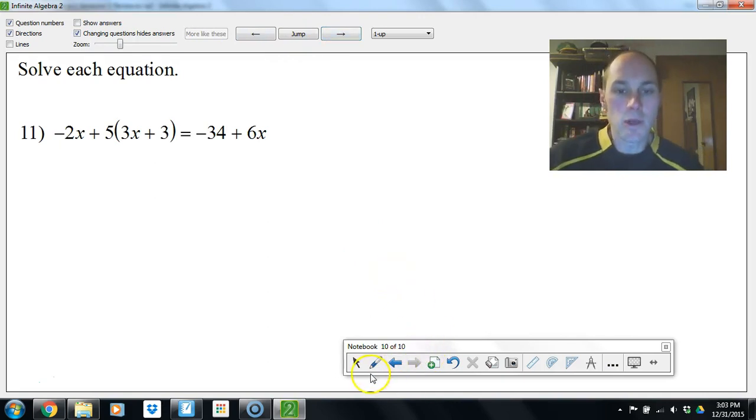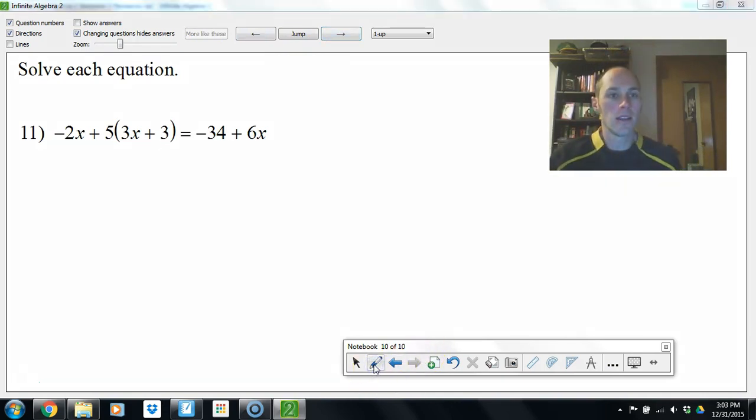Alright, now we've got x's on both sides of the equation. It looks like it might be a little more difficult, but we just follow the same principles we've been using. So I need to combine like terms. Anytime I see parentheses, I can distribute those.